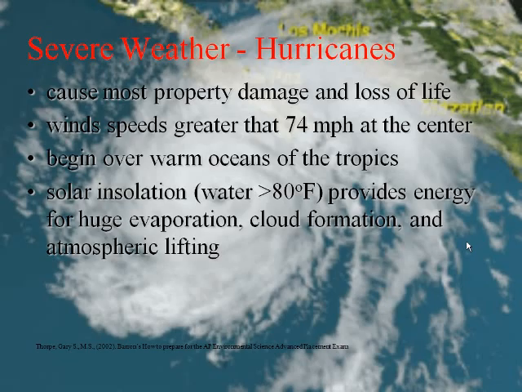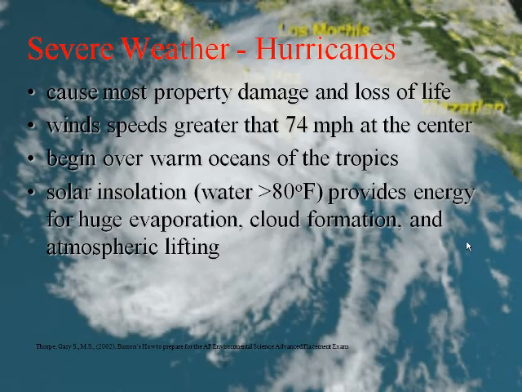Hurricanes. Hurricanes are one of the more dangerous storm patterns. A lot of property damage, loss of life. There have to be wind speeds greater than 74 miles per hour at the center. They begin over the ocean. That's where they build up all their energy from the ocean temperature.